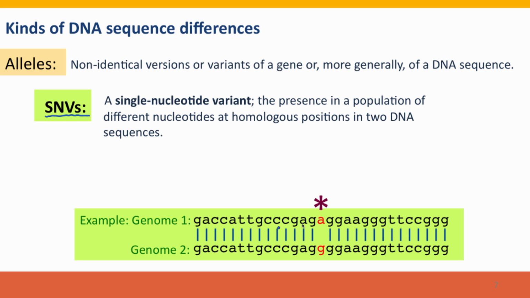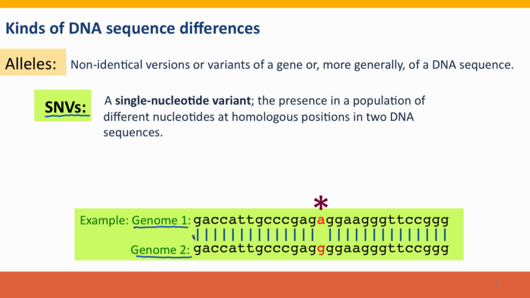So we have to be comparing homologous positions. We can tell that in this diagram here. First, we can tell that this diagram is a diagram of two different DNA sequences being compared. It's not a diagram showing the base pairing between two different strands of one DNA molecule. And we can tell that first because it's labeled genome 1, genome 2, not 5' end, 3' end.